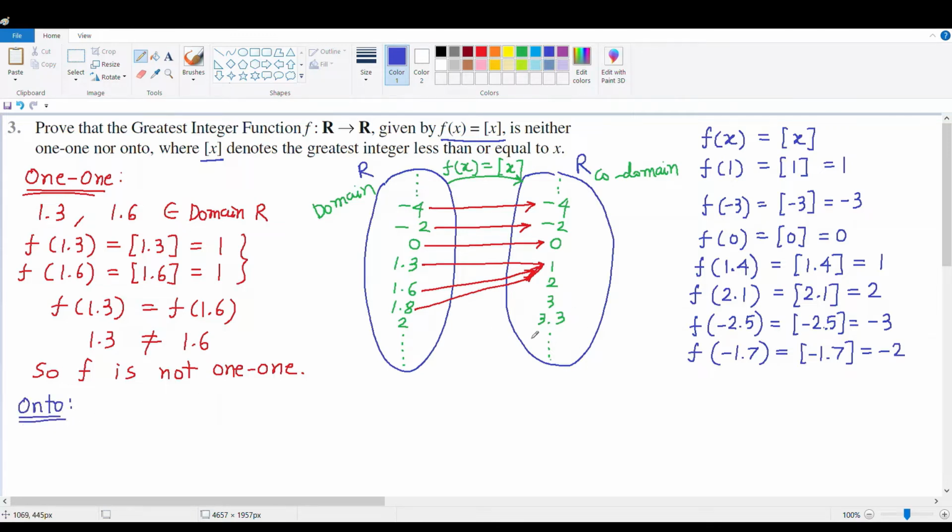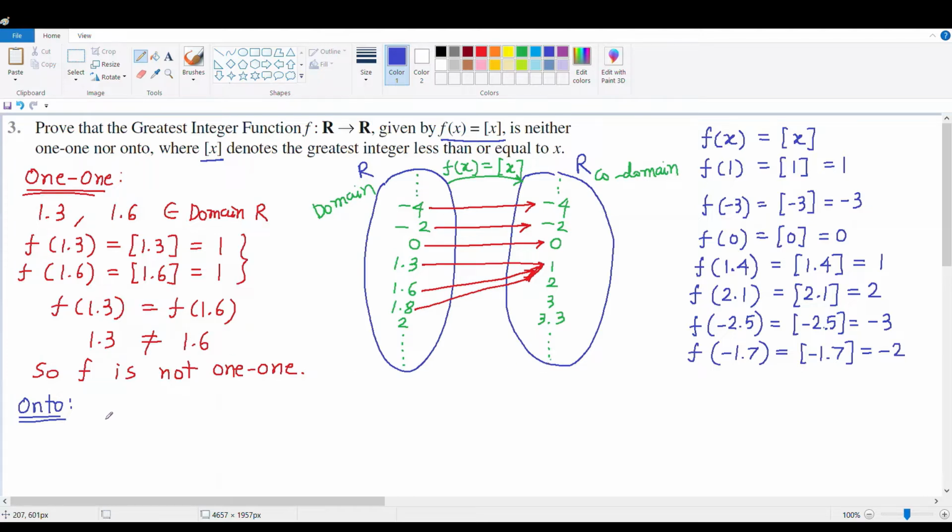Why? Because there are decimals in the codomain which are going to be free. They are not going to get connected to anything in this domain. So they are going to be spare elements in our codomain, and when you have spare elements in the codomain, it means that the function is not an onto function.